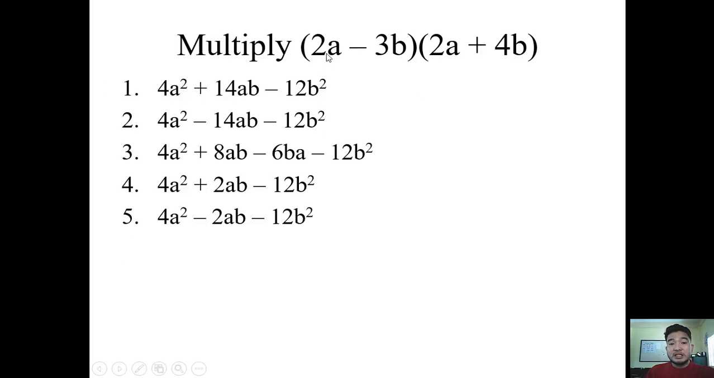Another, the quantity of 2a minus 3b times the quantity of 2a plus 4b. If you want to give a try, just pause the video and just continue if you are already finished doing the activity. So we may use FOIL method or the box method or the distributive method. The product is equal to 4a squared plus 2ab minus 12b squared.